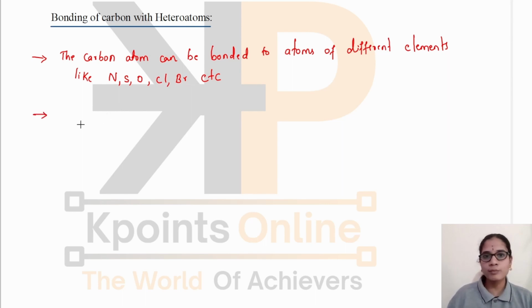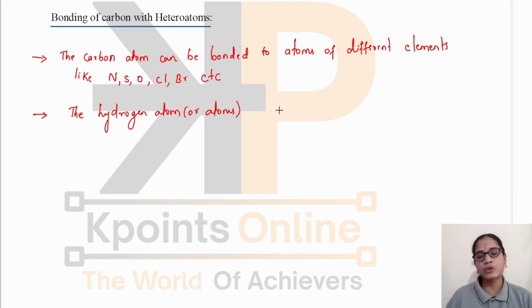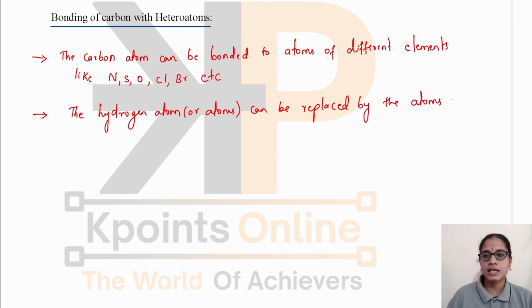And how are these formed? The hydrogen atom or atoms of the hydrocarbons are replaced by the atoms of other elements, giving rise to different compounds. One or more hydrogen atoms can be replaced by these atoms of other elements, resulting in new compounds.